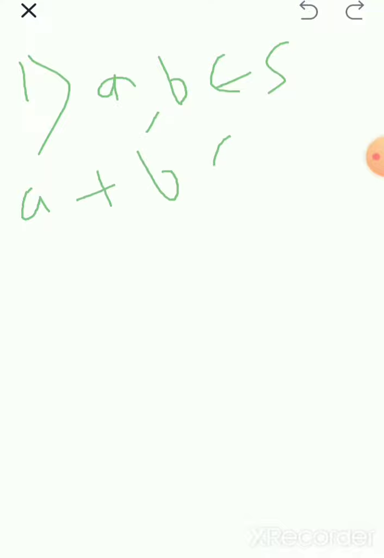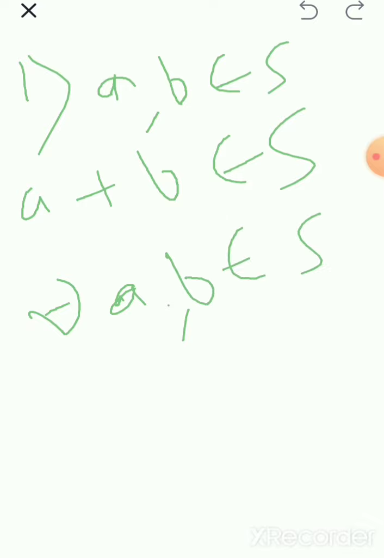Number 1, choose any two elements from set S. a, b are the elements of S. Then a + b must be an element of S, for all a, b belongs to S. If this holds, then we can say that S is closed with respect to addition. So this is the first property.